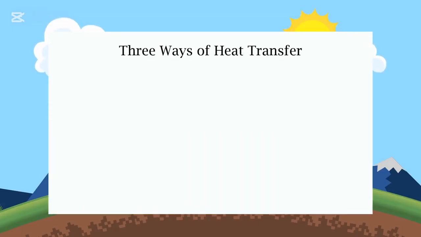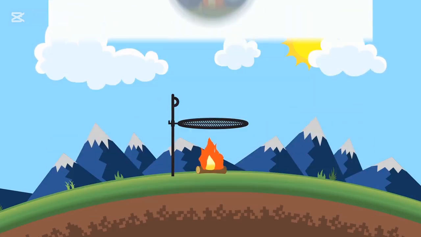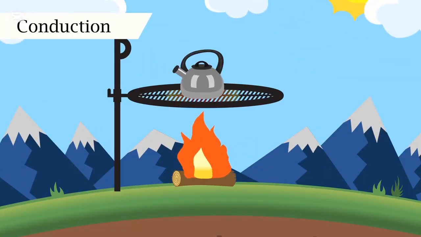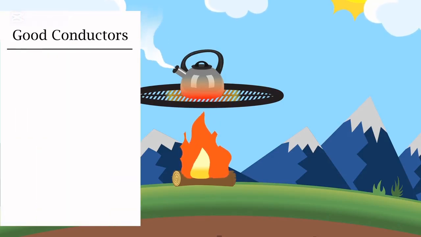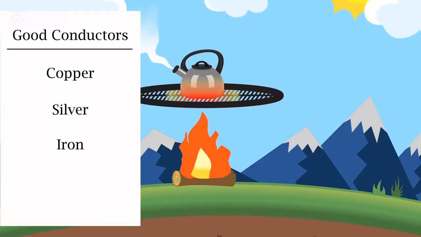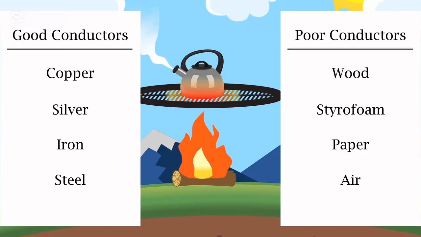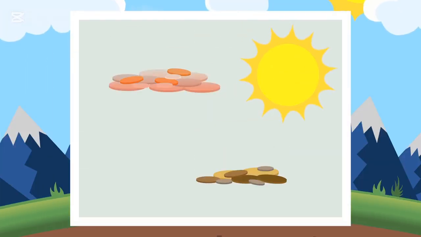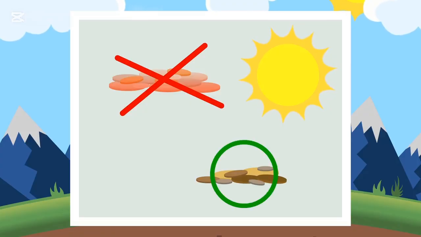In this lesson, you'll explore 3 ways heat transfers in our environment: conduction, convection, and radiation. Conduction is the transfer of heat between substances directly contacting each other. The better the conductor, the more rapidly heat will transfer. Good conductors include copper, silver, iron, and steel. Poor conductors include wood, styrofoam, paper, and air. It's why we don't recommend picking up a handful of change that's been sitting in the sun unless you want to burn your hands. But you're okay to pick up that pile of wooden nickels sitting next to it.